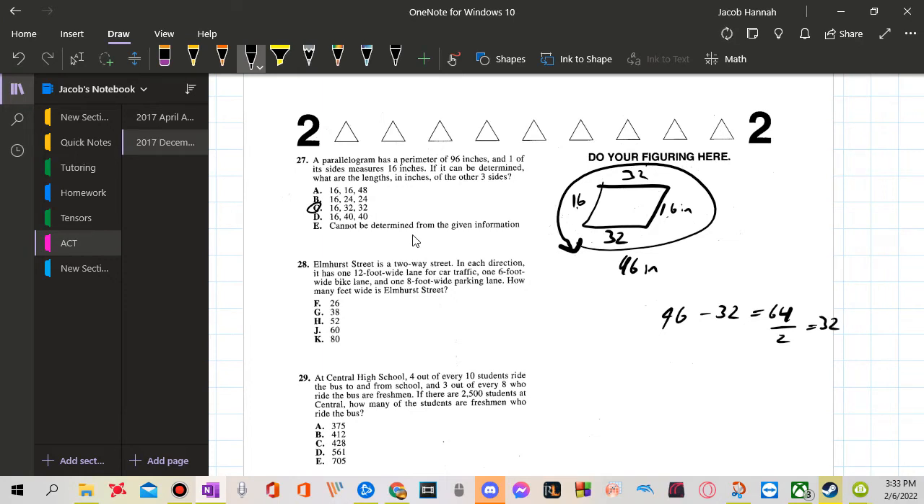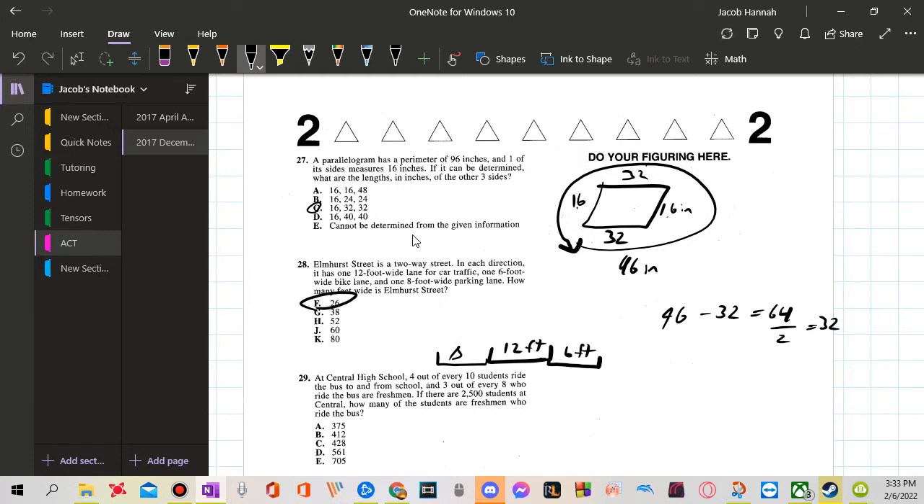Alright? So, Elmhurst Street is a two-way street. In each direction it has a 12-foot wide lane for car traffic, one 6-foot wide bike lane, and one 8-foot wide parking lane. How many feet wide is Elm Street? Well, let's just add them up. 12 foot for the car lane, 6 feet for the bike lane, not drawn to scale, and 8 for the parking lane. So 8 plus 12 plus 6, 26.